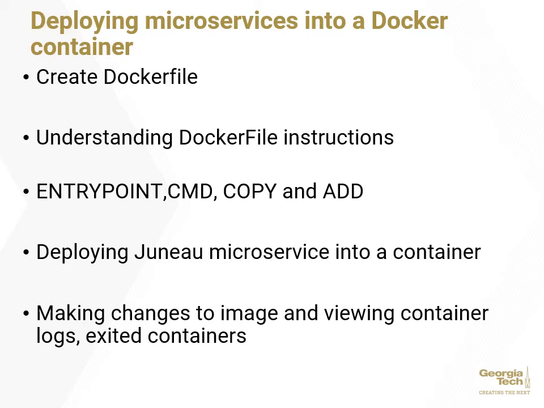Now that we have a basic introduction of Docker and Apache Juneau Microservices, next we'll focus on how to deploy microservice into a Docker container. As part of that, we'll learn how to create a Docker file. We'll also understand the Docker file instructions and some of the commonly used instructions such as entry point, cmd, copy, and add. Then we'll look at how to deploy the Juneau microservice into a Docker container by building our own Docker file. And then we'll see how to make changes to the image and viewing the container logs, and also we'll look at how to view the exited containers.